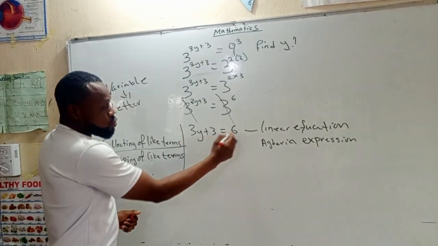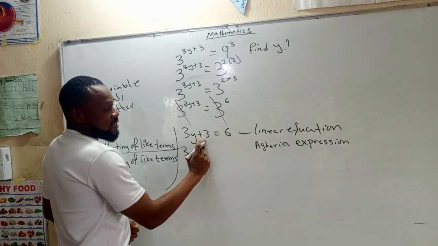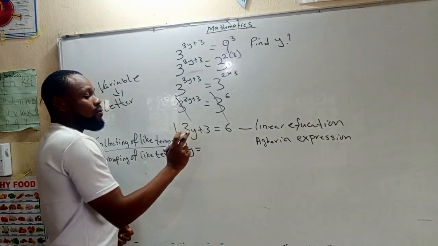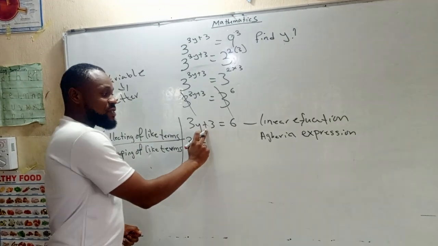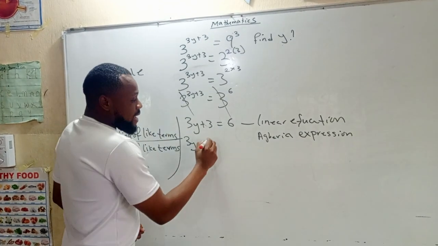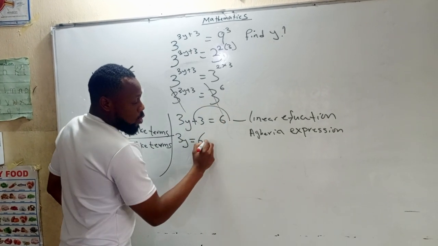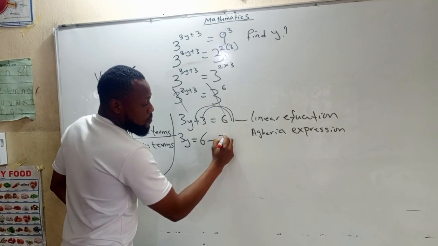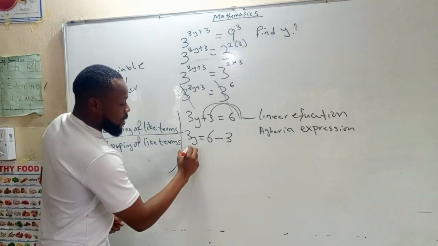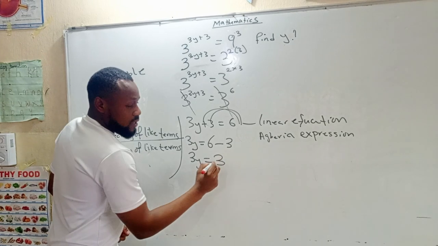Now, with this equation, to collect the like terms here, we have 3y will be equal to 6, and this plus 3 will go and meet the 6. When a positive sign is crossing an equal sign, it changes to negative. This is a plus sign. When it crosses this equal sign, it becomes minus. Then the number goes with it to become minus 3. Now, I have 3y will be equal to 6 minus 3 to give us 3.